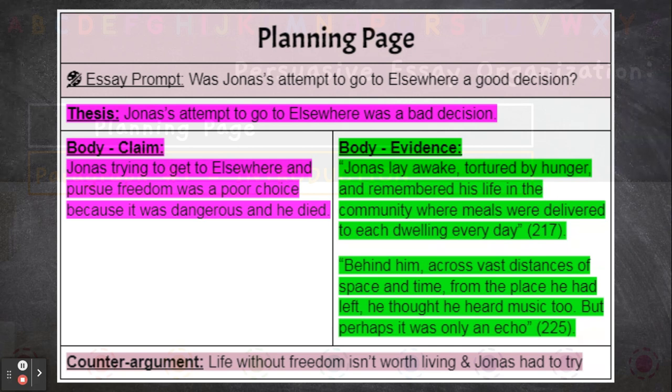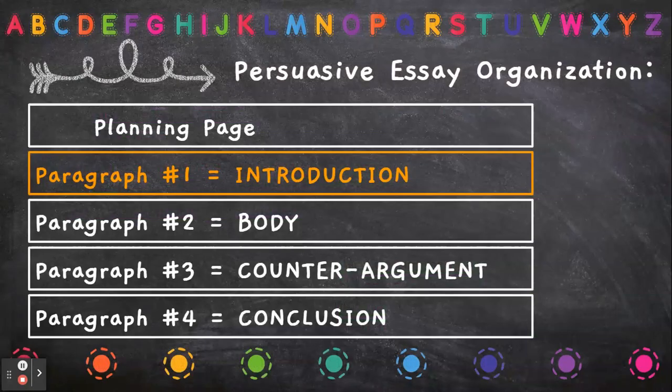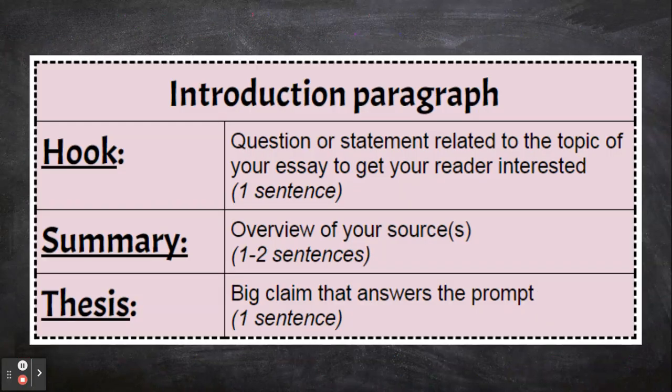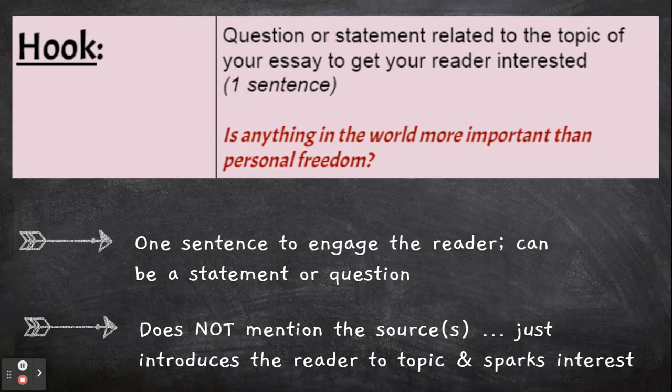Okay, now we'll look at the essay writing itself, starting with that first paragraph, the introduction. The introduction has 3 parts: hook, summary, thesis. In total, about 3 to 4 sentences. The hook, it's 1 sentence to engage the reader. It can be a statement or a question. It does not mention the sources or the character in the sources. It's just about the topic, meant to spark interest.